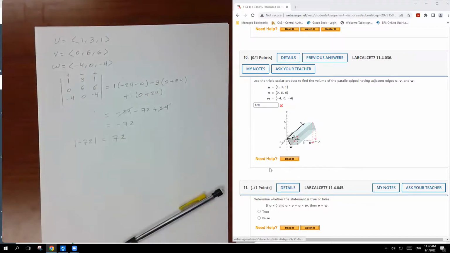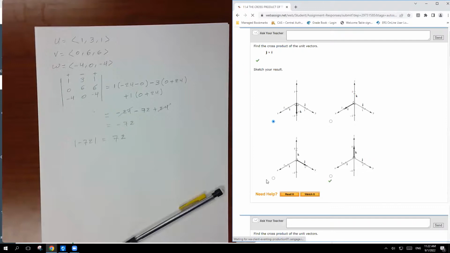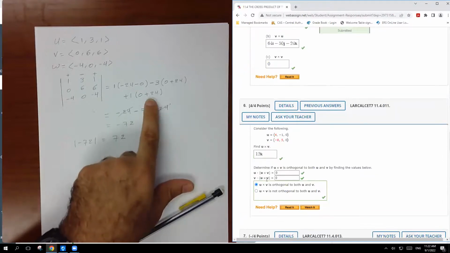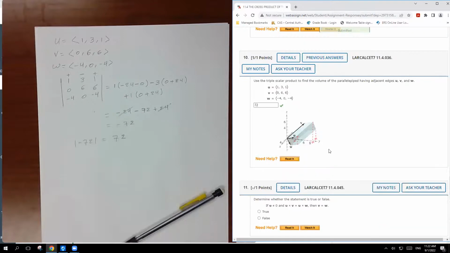Did you find where the mistake is? I missed the positive sign on that last 24. That's where it was. Oh, this one? Yep, I did that one wrong. So you see the important thing: you have to be careful with the sign, okay? Because you know the process, but you're going to make mistakes.